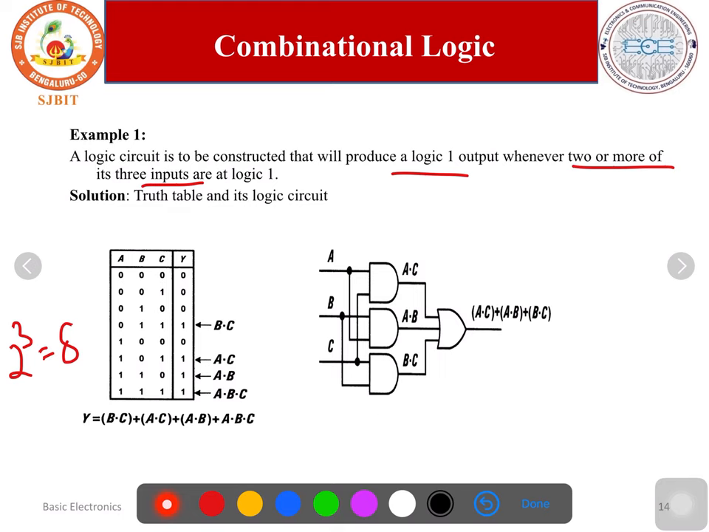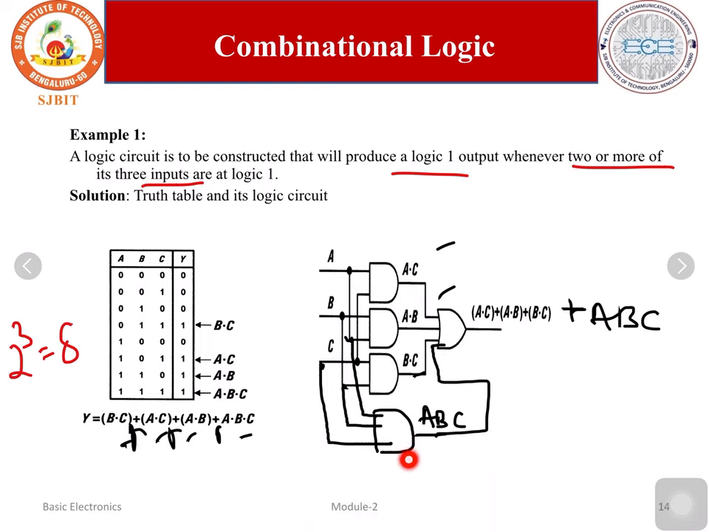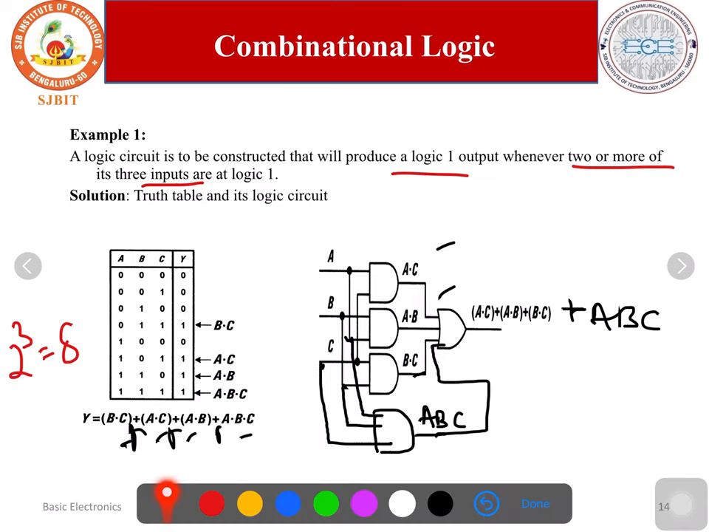Here ABC. In your notes or in your textbook prescribed by the VTU, this is missing. So write A, B, C. Here is C, here is B, A. Draw here. So this will give you ABC. Apply these to an OR gate. Here is OR, here is OR, here is OR. So here AC, here AB, here BC, here ABC: AC plus AB plus BC plus ABC. So here is a mistake, this AND gate is not taken. Here we have included it and here we have written this. So note the changes to be made in your notes.